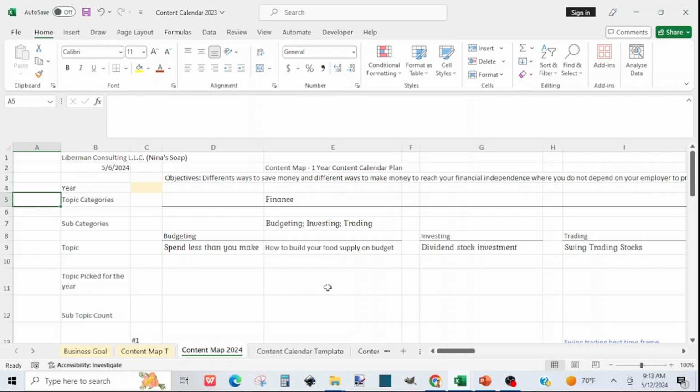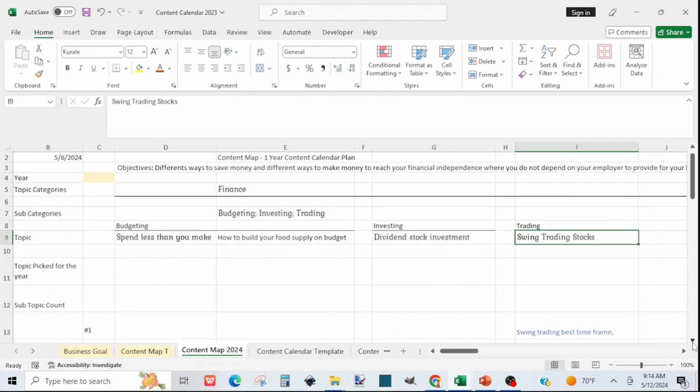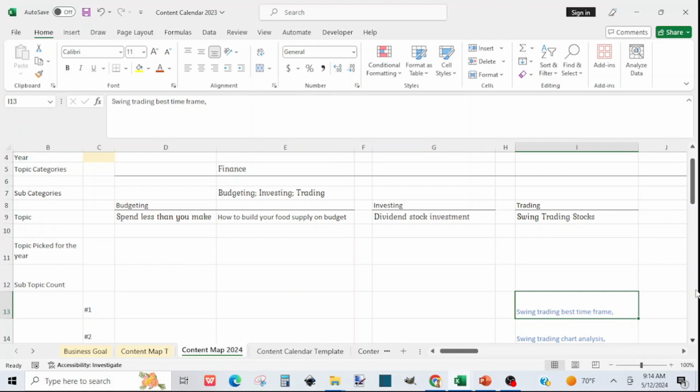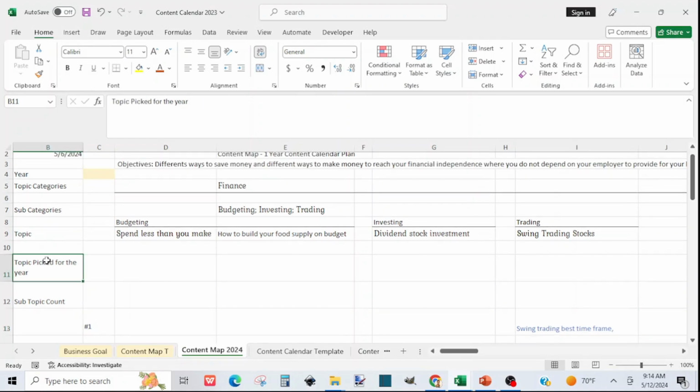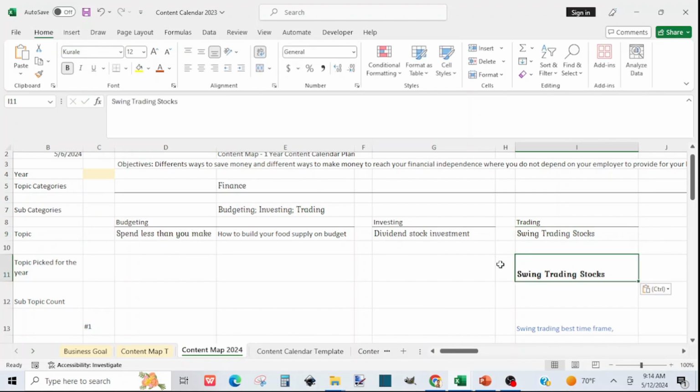So now, under each category, I need to choose a topic or a subtopic. So I chose swing trading under finance. We have different topics that we can approach within finance. Even though we have spend less, budgeting, how to build your food supply on a budget, dividend stocks, and swing trading, I know that I need to pick one for the year because I have 10 pieces of content to create for it. So I chose swing trading to work with. So for topic pick for the year, I can put swing trading there.